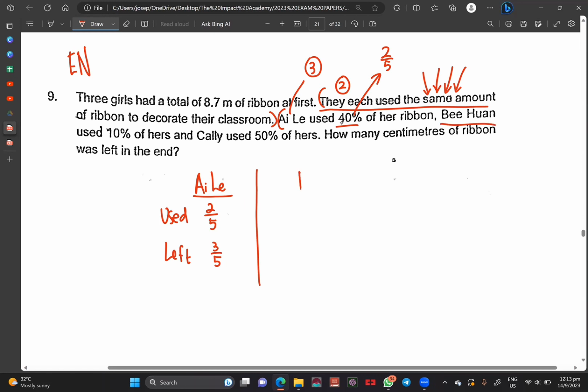Bee Huan, so we put BH. She used 10% of her ribbon, so 10% is basically 1 over 10. So what is left? 9 over 10. Finally, Kaylee used 50%, so that's half. So I'm left with half.